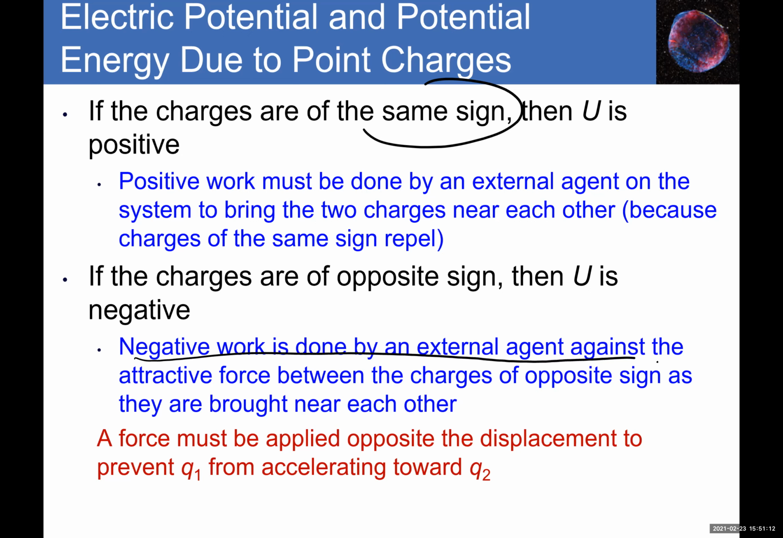It means negative work is done by the external agent against the attractive force between the charges of opposite sign as they are brought near each other. So let's say you have a negative sitting there. To bring a positive close to the negative without speeding up, we have to apply force, right? This has to be our hand, slowing it down such that it's moving toward the negative charge, but without speeding up. Because as soon as we let go, it's going to start speeding up because of the attractive force between them. So that's what we have in terms of this type of scenario.